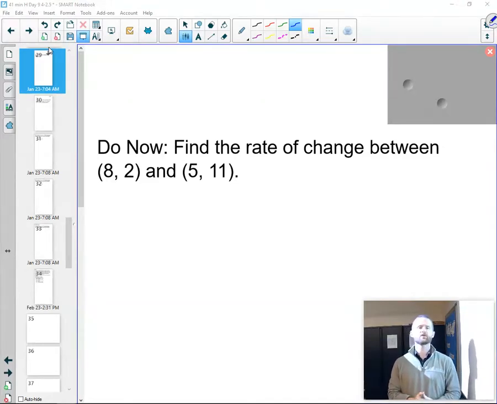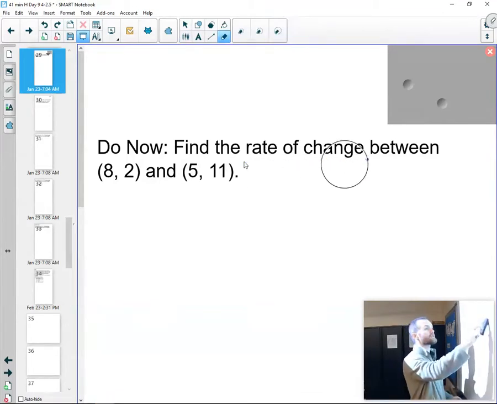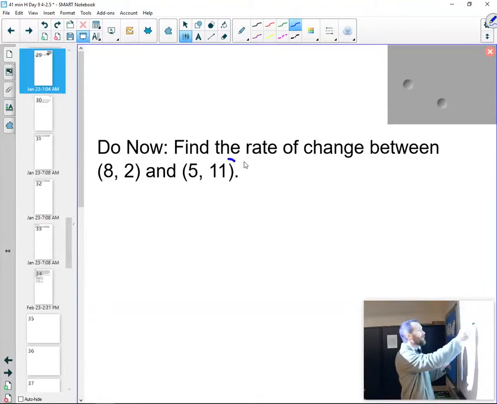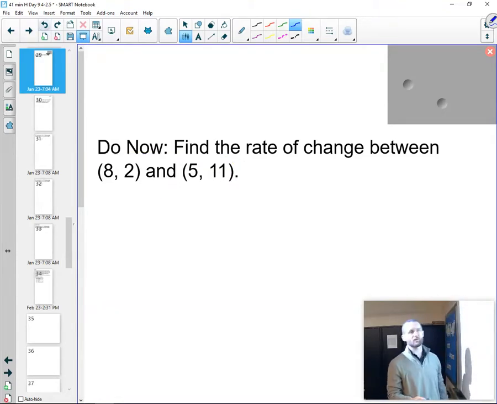It says find the rate of change between (8, 2) and (5, 11). So remember from our last video, rate of change is just a fancy way of saying slope. And in our last video, we talked about finding rate of change or average rate of change when we had a graph. So, I mean, we could get some graph paper and graph these 2 points, then do rise over run, but there's a much faster way to do this.